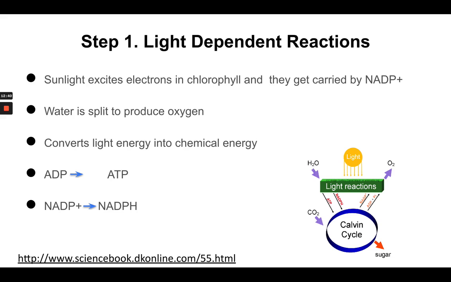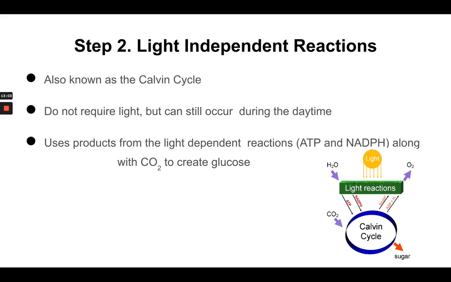So besides producing the hydrogen ion, it also produces the oxygen gas. This oxygen is off-gassed as a waste product. And during this time, ADP is also being converted into ATP. Once the light reactions finish, the light-independent reactions will occur. And remember, these can also be referred to as the dark reactions or the Calvin cycle.